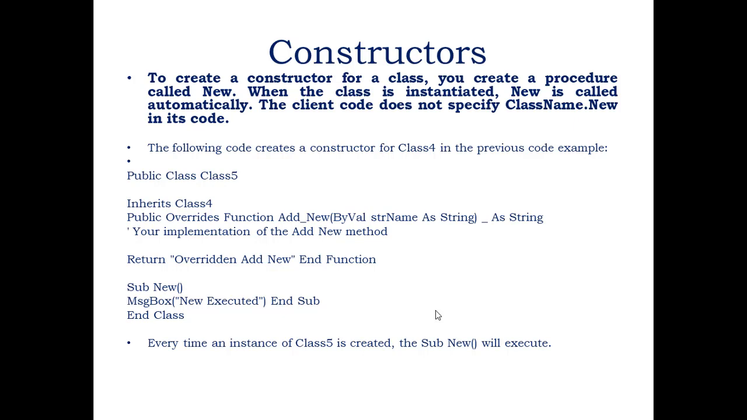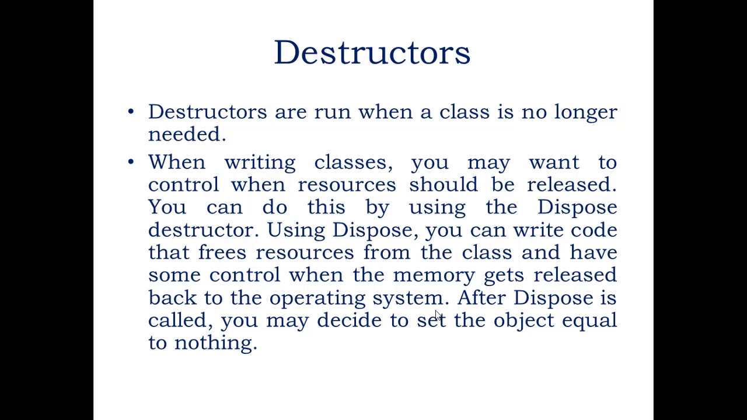Constructors. To create a constructor for a class, you create a procedure called New. When the class is instantiated, New is called automatically. The client code does not specify ClassName.New in its code. These codes are examples for Public Class 5 and Class 4. That is AddNew, the same method overridden, from the constructor executed when Class 5 is created.